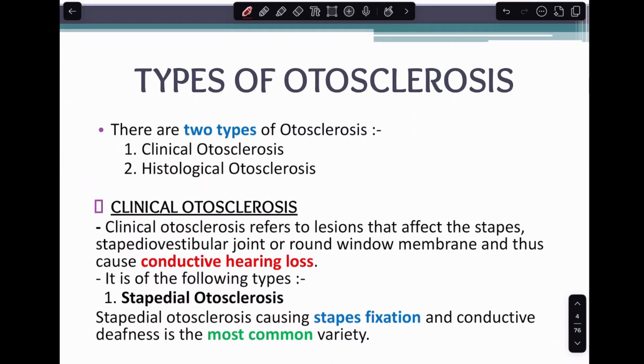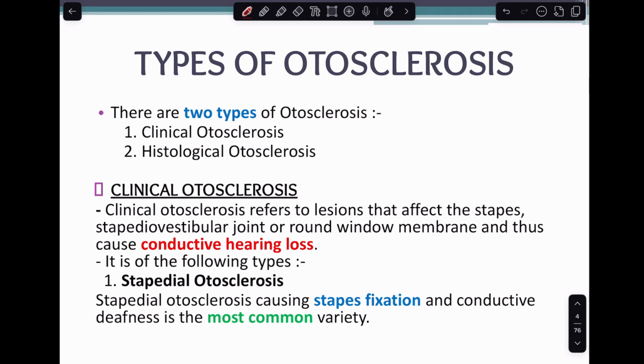Now, before we go into the etiopathogenesis, let's try to know what the different types of otosclerosis are. We can mainly classify it into two types. There is clinical otosclerosis and histological otosclerosis, and clinical otosclerosis can further be divided into three: stapedial otosclerosis, cochlear otosclerosis, and mixed type. So let's try to understand each one of these types.